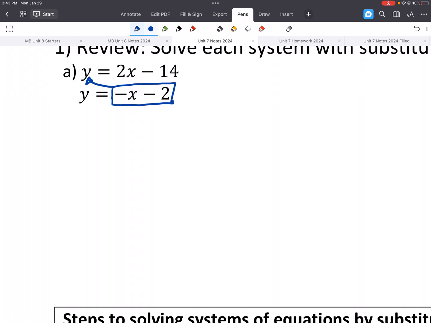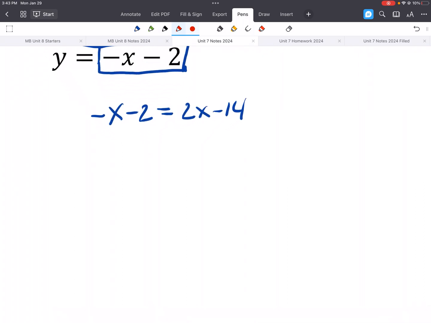We substitute that in, and we end up getting negative x minus 2 is equal to 2x minus 14. Then we would just solve for x. Again, we'd use inverses. If we want to move this to the other side, we need to do its opposite, so we would add x. We'd get negative 2 equals 3x minus 14.